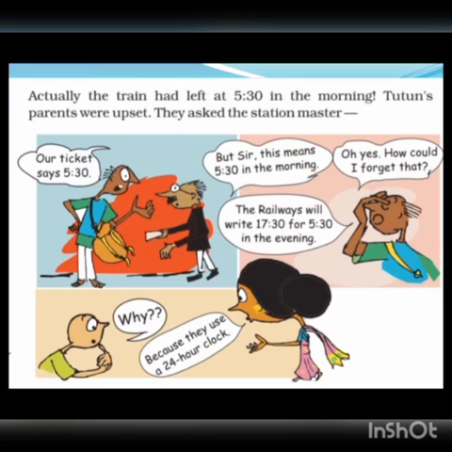The railways will write 17:30 for 5:30 in the evening. Tutun asked his mom, Why so? His mom replied, because they use a 24-hour clock. Dear students, let me explain the difference between 12-hour clock and 24-hour clock.